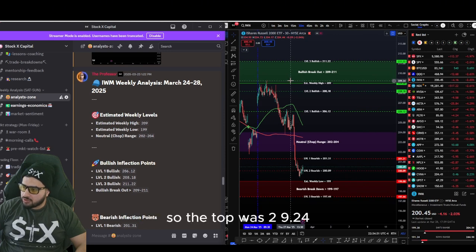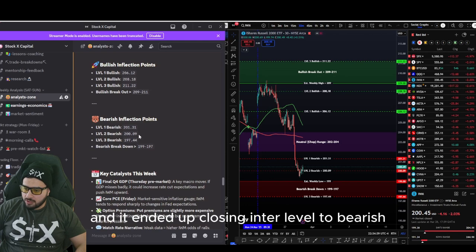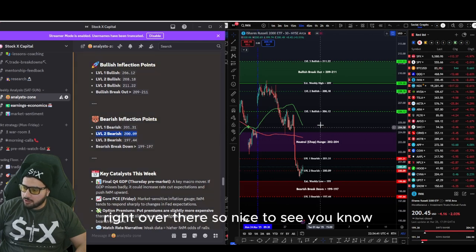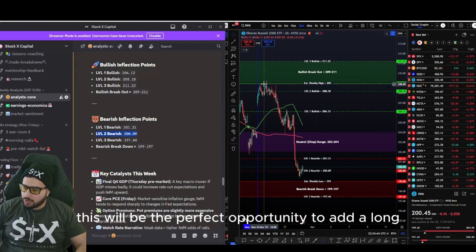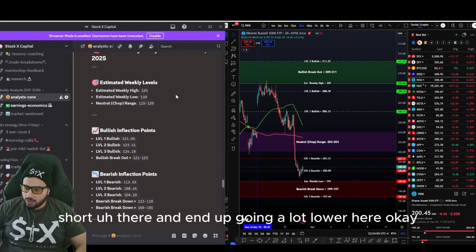So the top was 209.24. That, of course, is always rounded. You see that right there. We called the exact top, and it ended up closing in our level 2 bearish right over there. So nice to see, this will be a perfect opportunity to add a long short there, and it ended up going a lot lower here, okay?